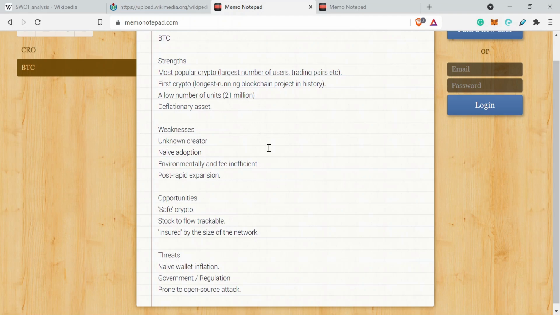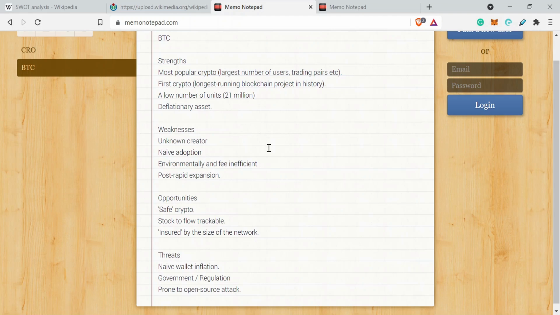Another strength is a low number of tokens, a low number of units, 21 million, in comparison to some other crypto projects. And this makes it a deflationary asset. So the more money that effectively gets invested in it, the stronger the project. The longer it is around, the more people that know about it, the more money that pours into Bitcoin, and the more people that own Bitcoin, the stronger it gets. Whereas most other assets in history, if you look at gold, property, etc., the more money that goes into it, the less value it is, because there is an inflationary element to it.